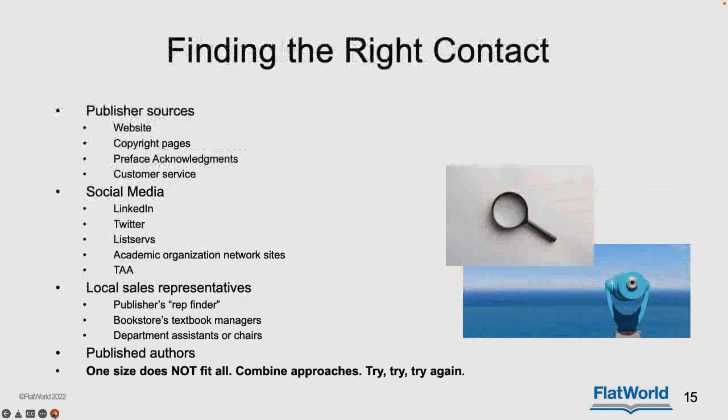Local sales representatives. If you are still called on by a publisher's representative, you can ask that person whether they can give you the name of the editor who's acquiring a new product. Publishers often have a rep finder on their website. So if you don't have a local rep, you could find the rep and then give that rep a call. Bookstores' textbook managers often know who the local rep is. Again, it's another way to find that rep and then use that person as your contact to find an acquiring editor.